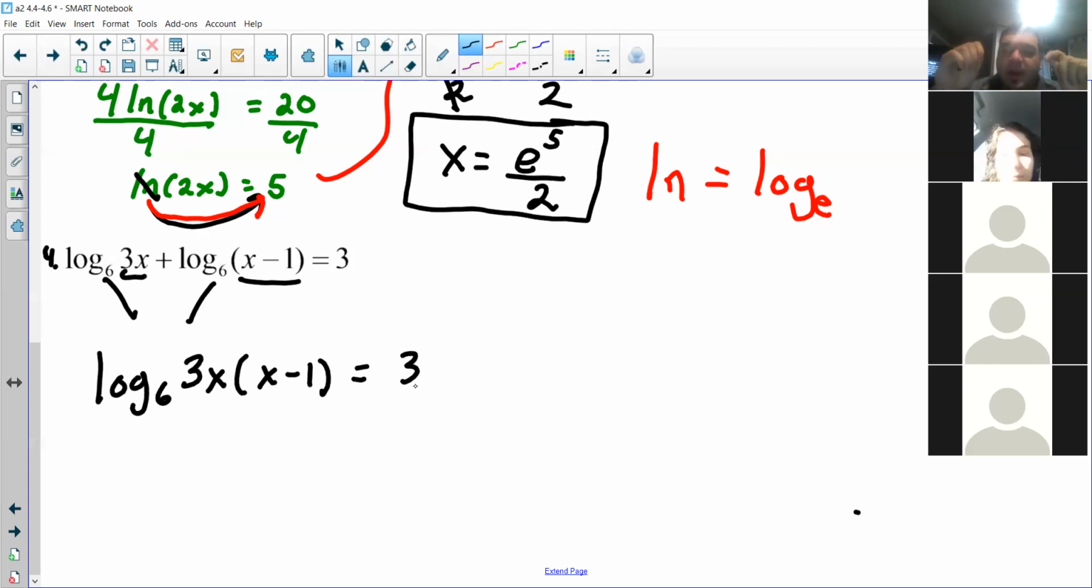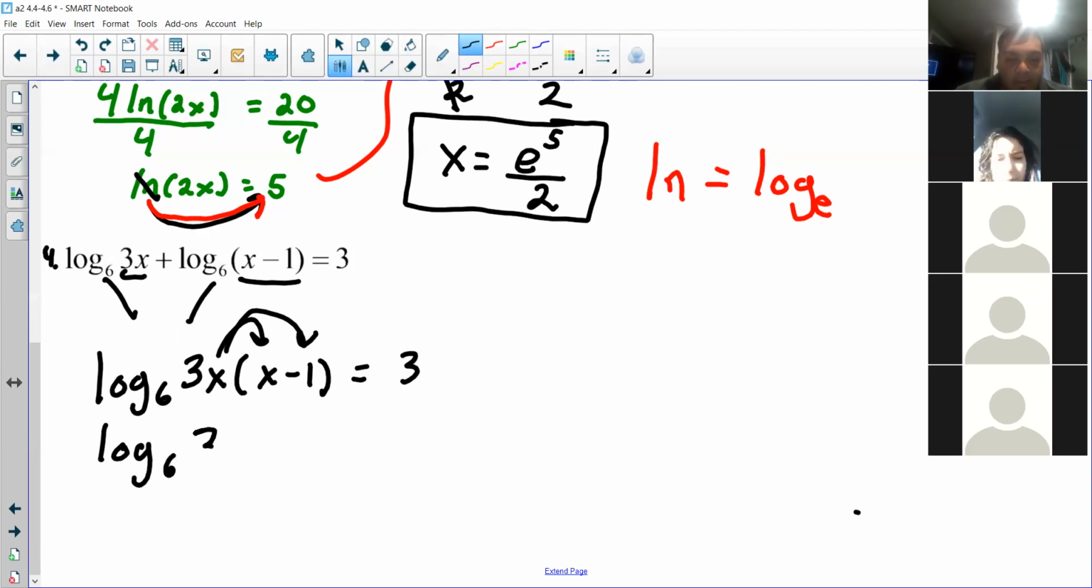Also, side note, technically you can only do this if they have the same base log. I'm never going to give you a different base log, but I just want to point that out. They have to have the same base log. So 3x and x minus 1, I'm just going to distribute that. So I got log base 6, 3x squared minus 3x.